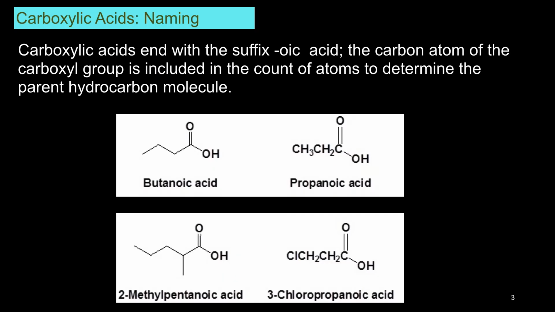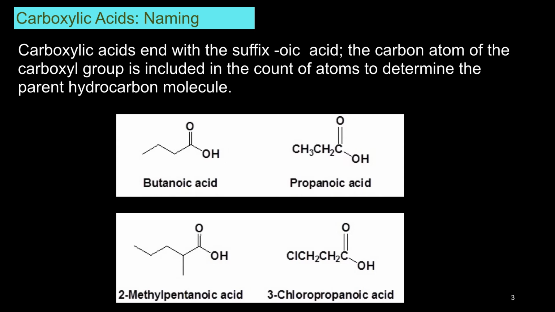A carboxylic acid is a carbon chain which ends with a carbon that has a double bonded oxygen and a hydroxyl group. The suffix for carboxylic acids is oic acid. The numbering of the carbons always begins at the carbonyl carbon. The top left molecule has 4 carbons. It is named butanoic acid.